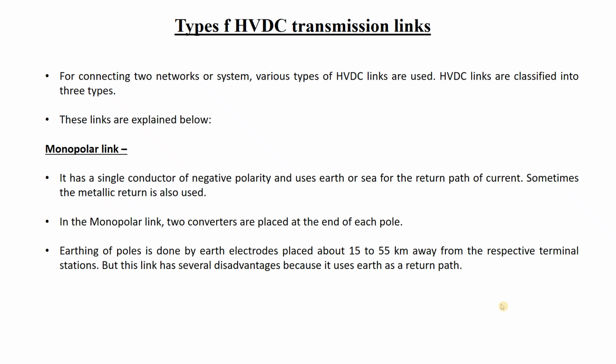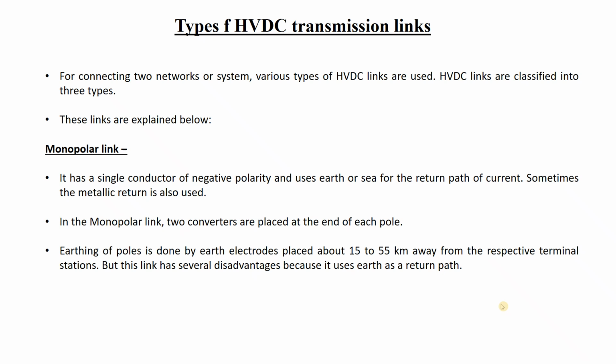In monopolar links, two converters are placed at the end of each pole. Earthing of poles is done by earth electrodes placed about 15 to 55 km away from the respective terminal station. That means earthing is required because we are using the ground or earth as a return path. That is the positive polarity. That is why the earthing is very much required. But these links have several disadvantages also.